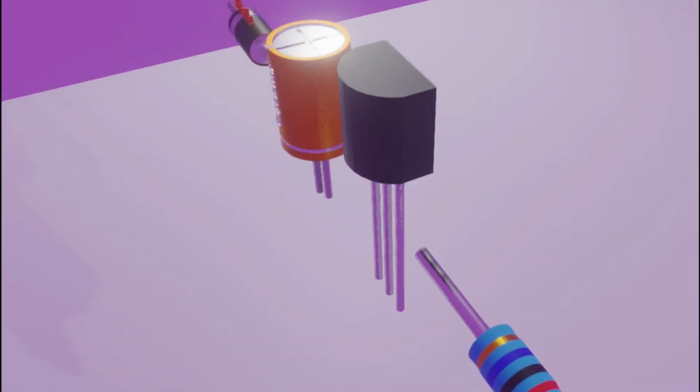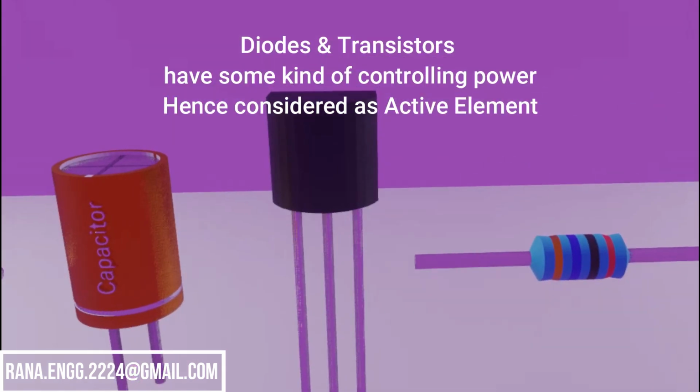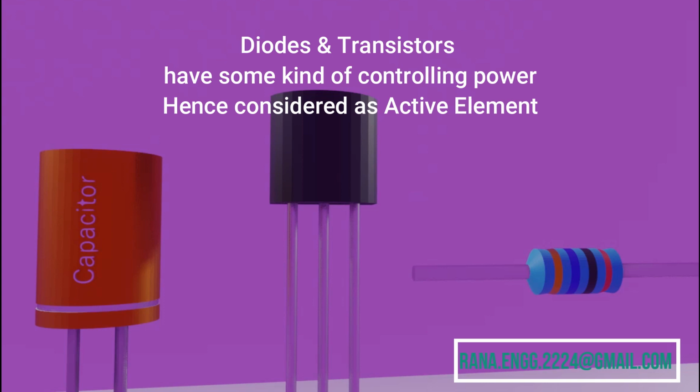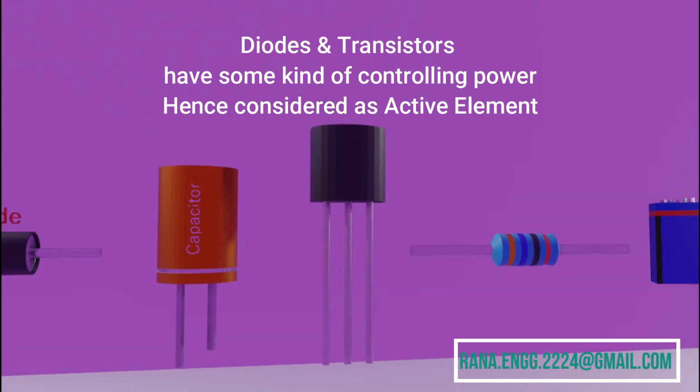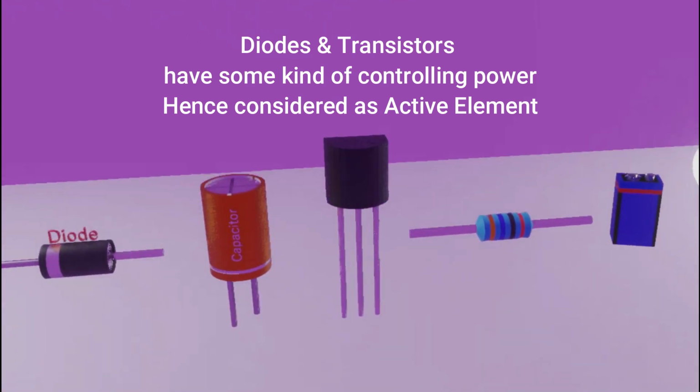Active devices such as transistors are used as an amplifier. They can manipulate the signals. They can increase the strength of the signal. They can control the current. That is the main difference between active and passive elements.